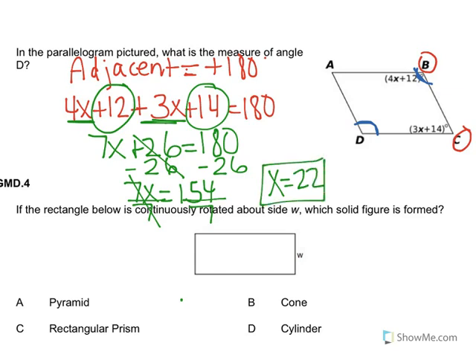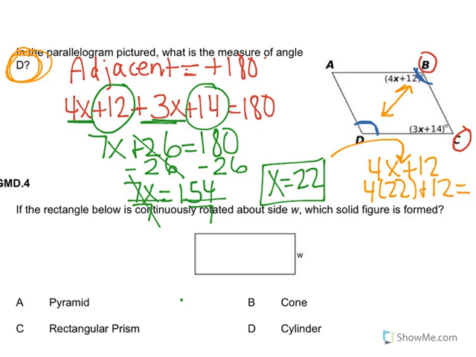Now hopefully on your responses you didn't stop there because it doesn't say what is x. It says what is the measure of angle D. So again, D and B, these are the same angle. So I'm going to take B, the 4x plus 12, plug in my x, so 4 times 22 plus 12, and get the measurement of B. Once I know B, I know D. B and D are the same. So when I simplify that, I get that B is 100 degrees. So if B is 100 degrees, D is also 100 degrees, and that is your answer.